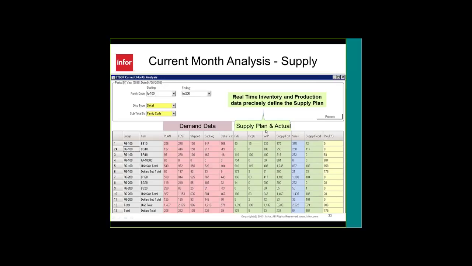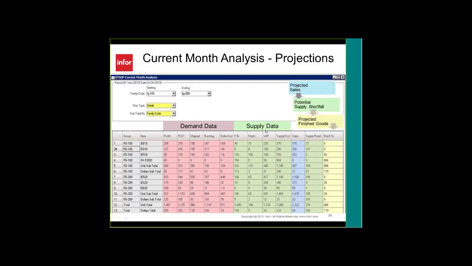Then the supply plan compared to that, and then projections for, I'll say I'm at the 15th of the month, and we're trying to project what our sales are going to be at the end of the month based on what our current demand and supply plans are. So it uses that data to project my sales, to project where I'm going to have shortages by the end of the month, and project my inventory levels at the end of the month.